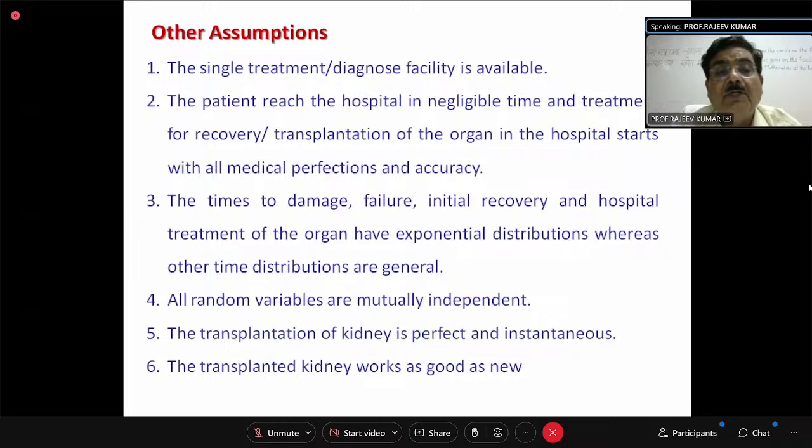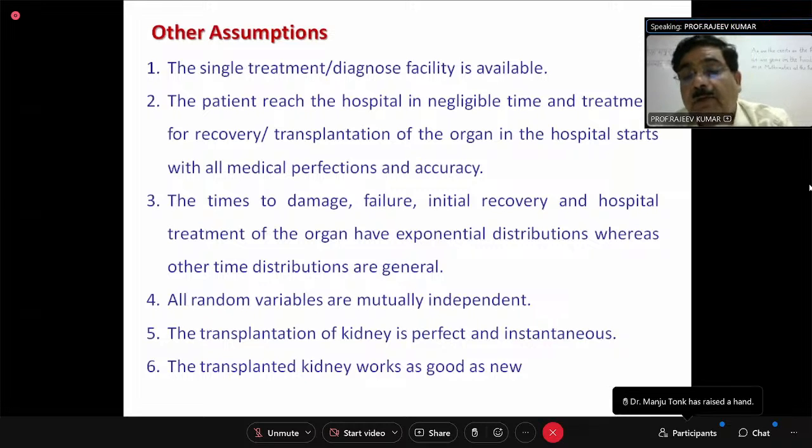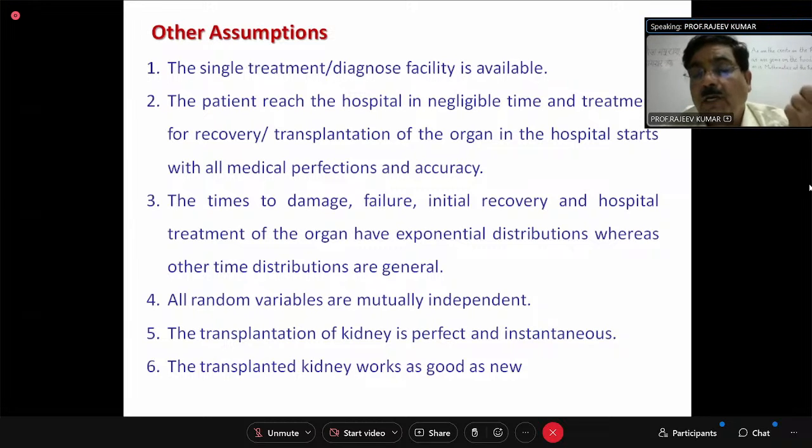Times to damage or failure or initial recovery in the hospital treatment of the organ have exponential distribution, whereas the other distributions are assumed to be general. All the random variables, T, time and other things, are taken to be mutually independent. Transplantation of the kidney is perfect and instantaneous. We have taken care of the situation when the kidney totally fails and we transplant the kidney. We have taken that situation here. The transplanted kidney works as good as new.